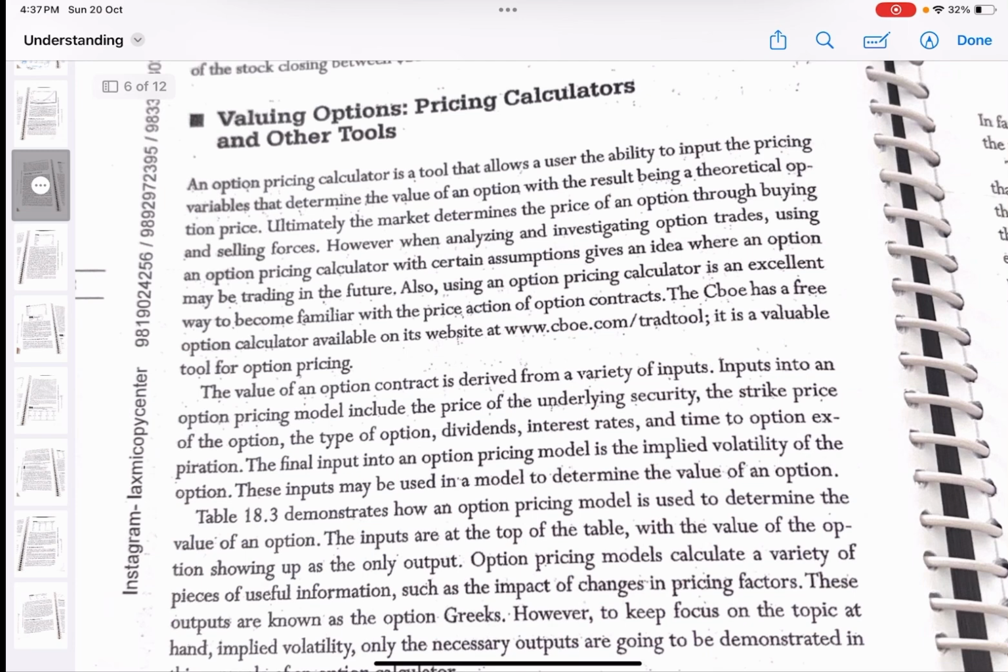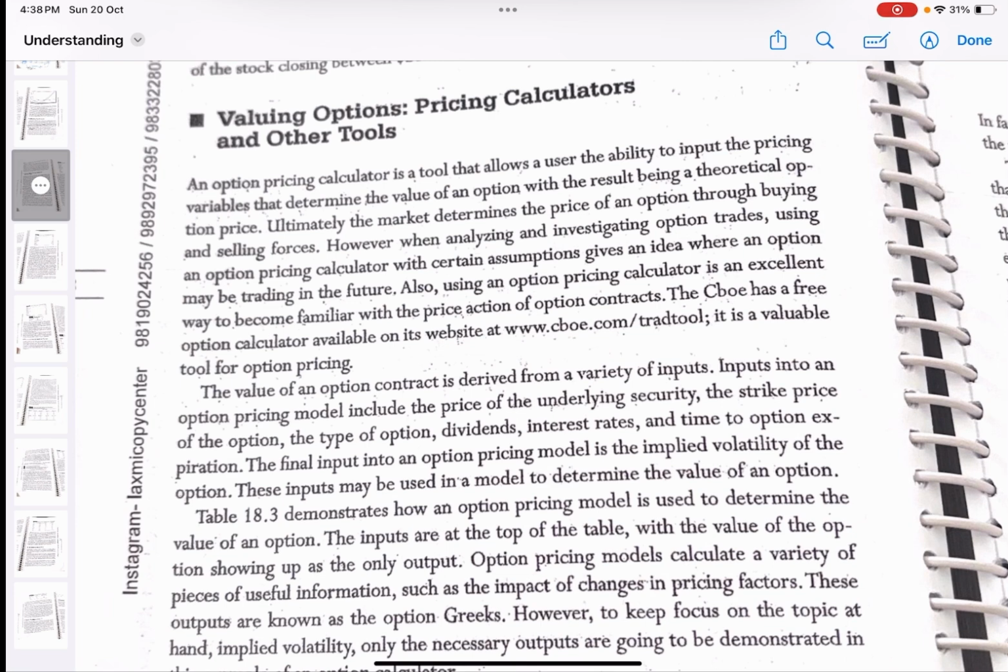Now let's talk about the pricing calculators and other tools which we can use to value options. That is basically talking about the valuation of options. An options pricing calculator is a tool that allows a user to input the pricing variables that determine the value of an option, with the result being a theoretical option price. Ultimately, the market determines the price of an option through buying and selling forces. However, when analyzing and investigating option trades, using an option pricing calculator with certain assumptions gives an idea where an option may be trading in the future.